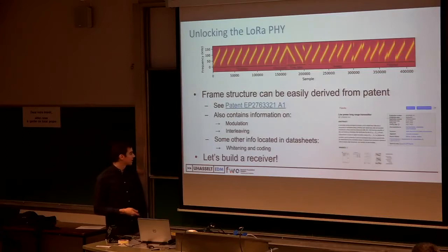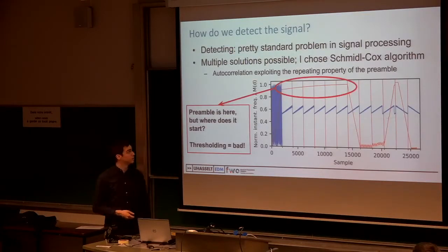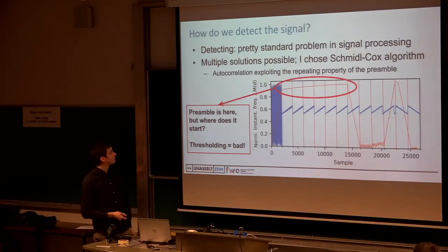So with that, let's start building a receiver. Now, usually the first step that you would do is detect the signal. And detecting is a pretty standard problem in signal processing, so you can choose really any algorithm that works for you. For me, I chose this algorithm which exploits the autocorrelation of a repeating preamble. So you just take the autocorrelation between these two, for example. And then you will see that as the symbols get more similar, you can see the metric rising, and then it approaches one, for example.